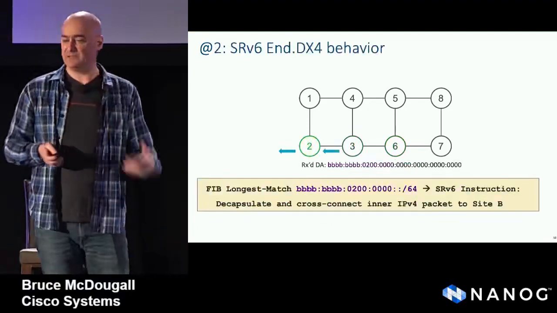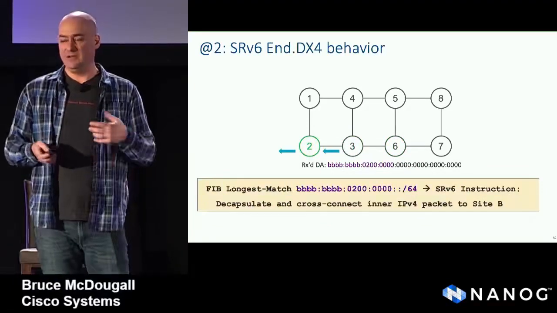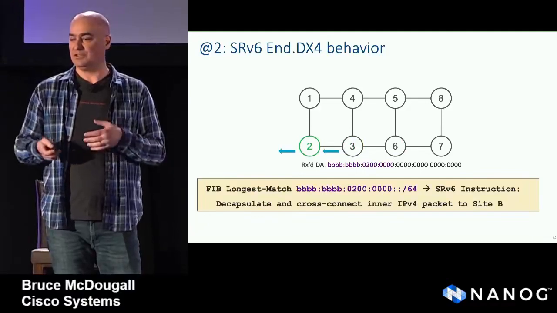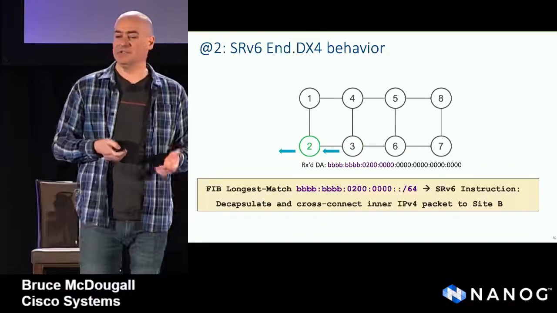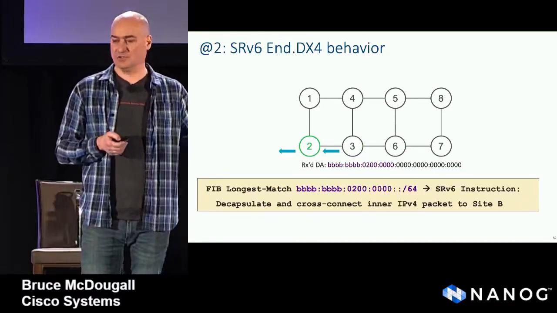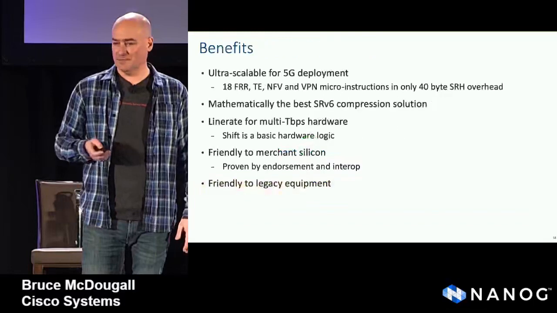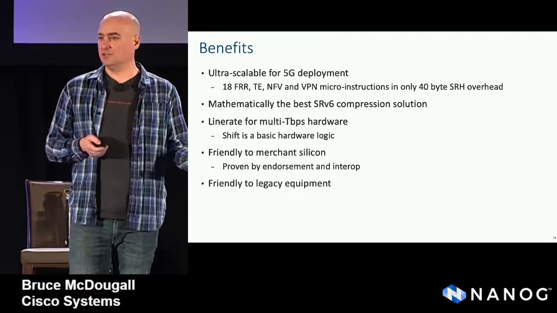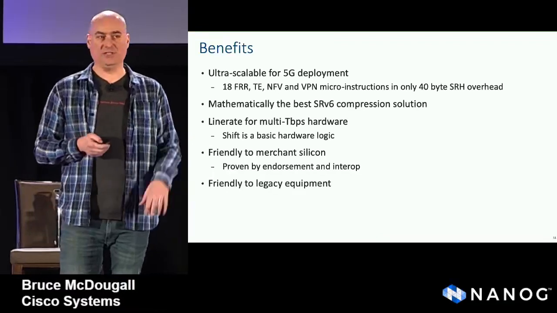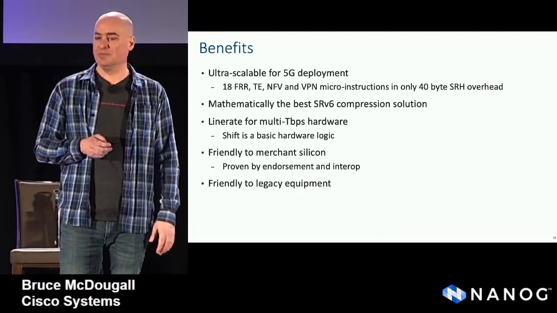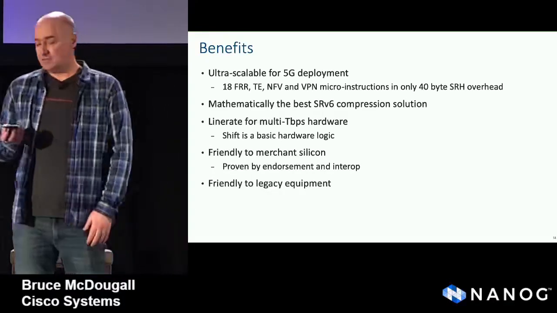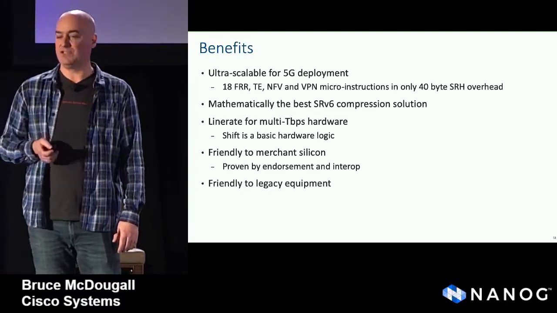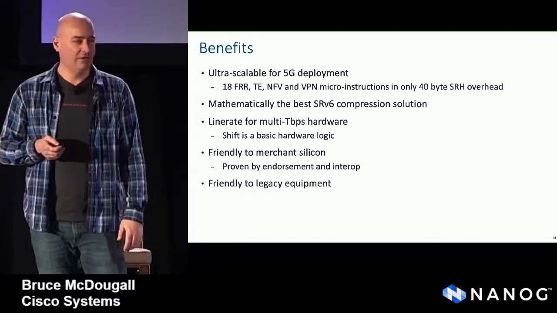Router 2 receives the packet, FIB longest match on itself. It's the locator, and presumably there's a function in the bits after it that says decapsulate and cross-connect to customer at site B. So there we steered through 3 middle hops and executed a VPN use case all within a single destination address, because we're able to use the 16-bit microprograms. So this is really powerful. This is really scalable, especially for traffic engineering use cases.